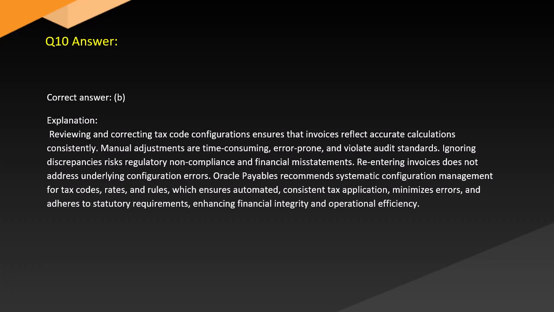Answer. Correct answer: B. Explanation. Reviewing and correcting tax code configurations ensures that invoices reflect accurate calculations consistently. Manual adjustments are time-consuming, error-prone, and violate audit standards. Ignoring discrepancies risks regulatory non-compliance and financial misstatements. Re-entering invoices does not address underlying configuration errors.